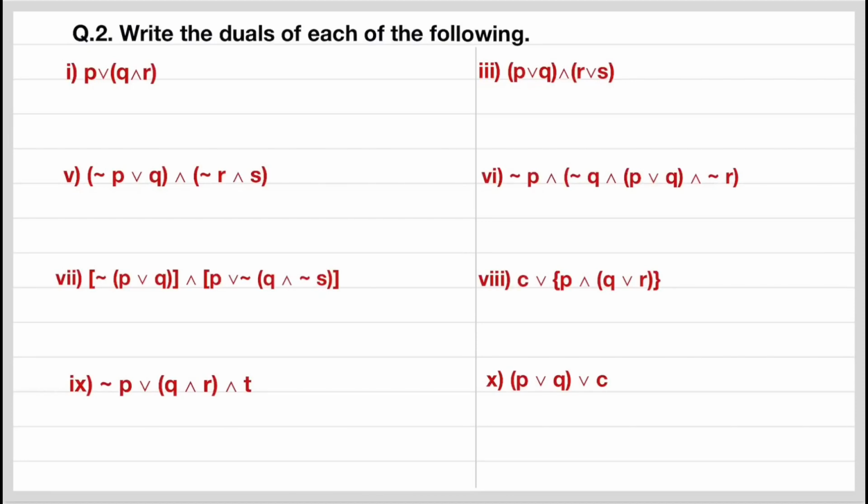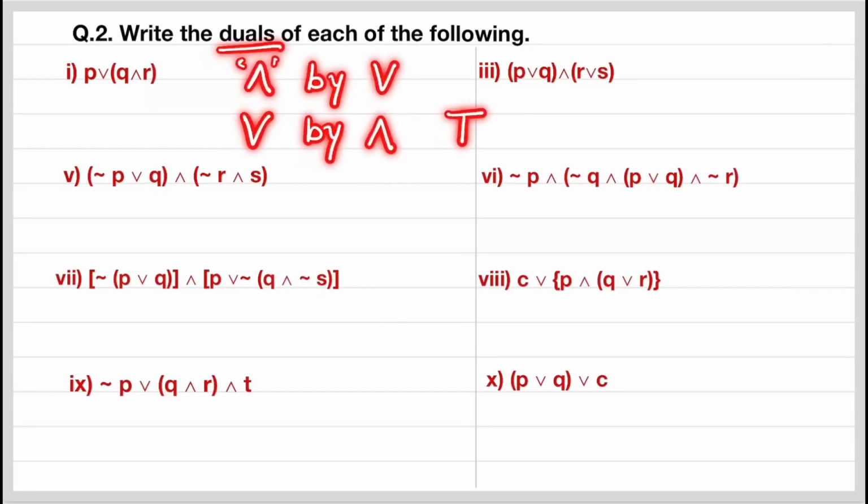Okay, now we will see the second question. Write duals of the following statements. We know for duals we have to replace and by or, and or by and. Also we have to replace T by F and F by T.